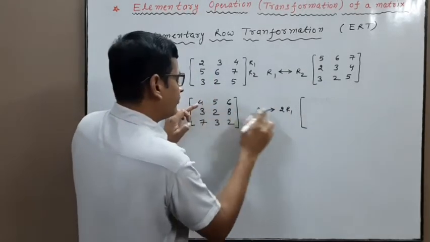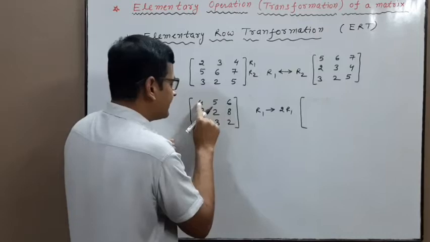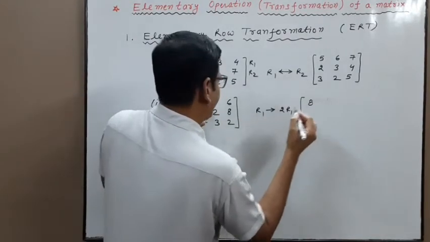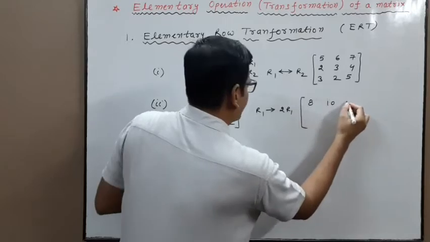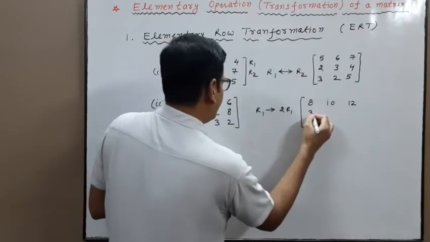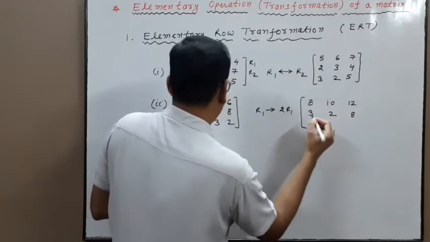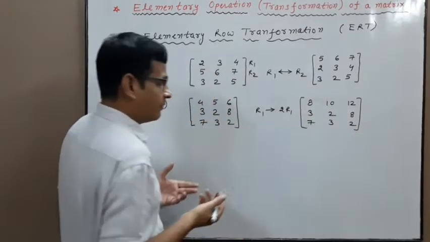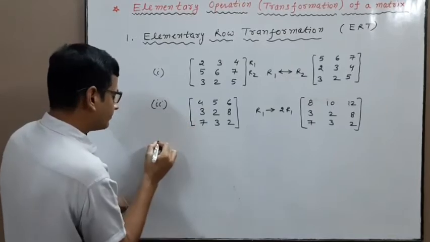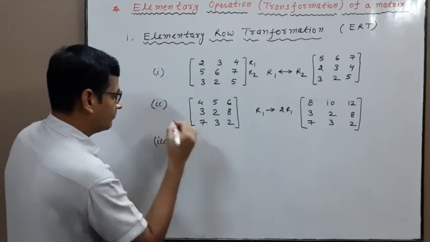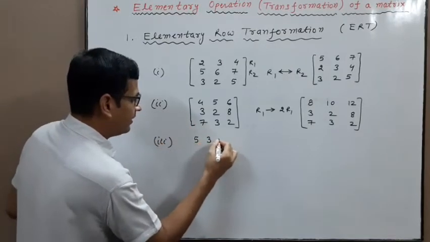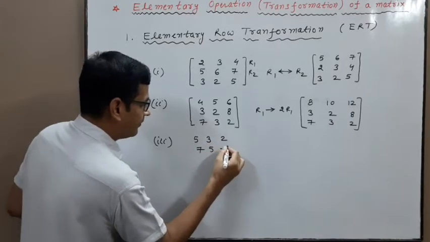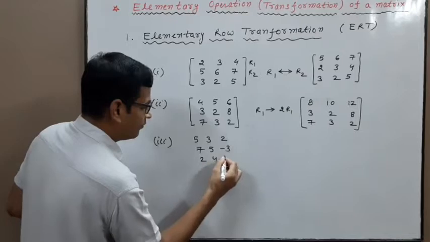It means replace R1 by 2 into R1, means multiply each element of row 1 by 2. 4 to the 8, 5 to the 10, 6 to the 12. 3, 2, 8, 7, 3, 2 as it is. Again we get a new matrix: 5, 3, 2, 7, 5, minus 3, 2, 4, 1.